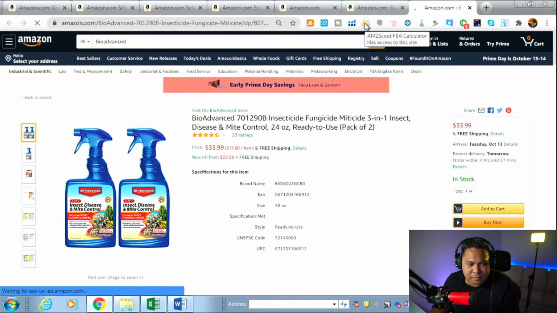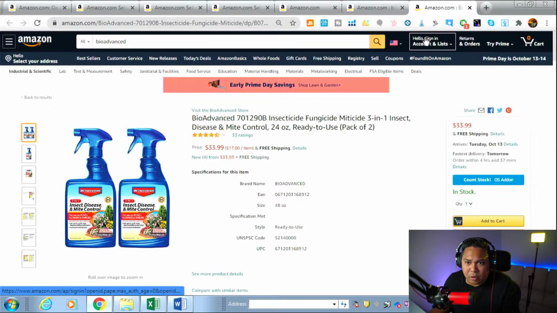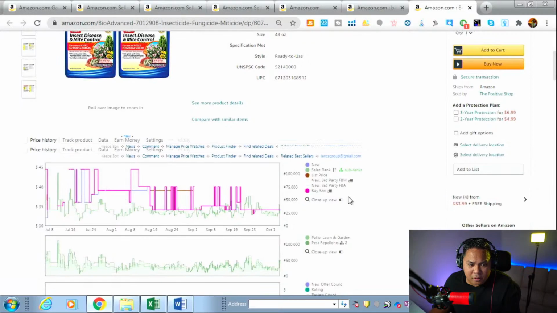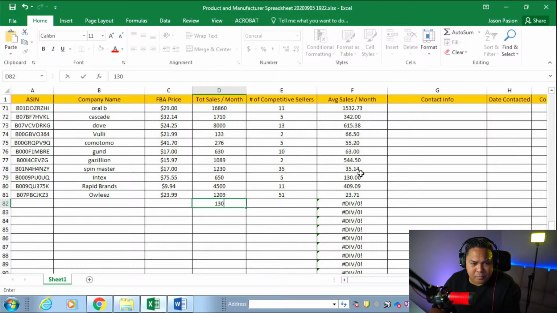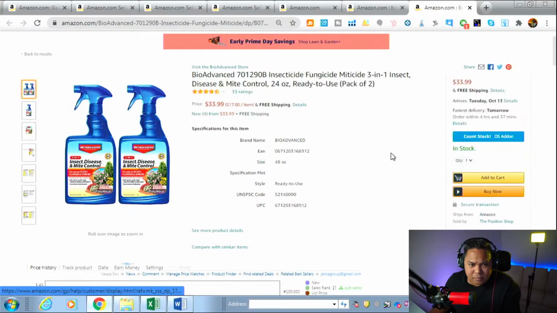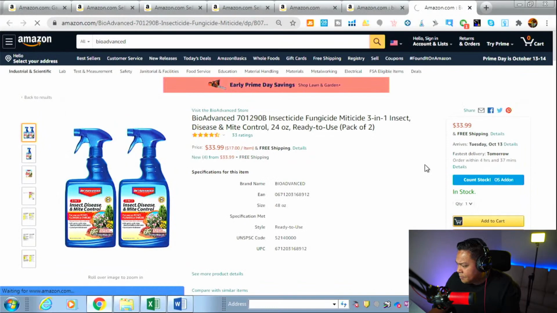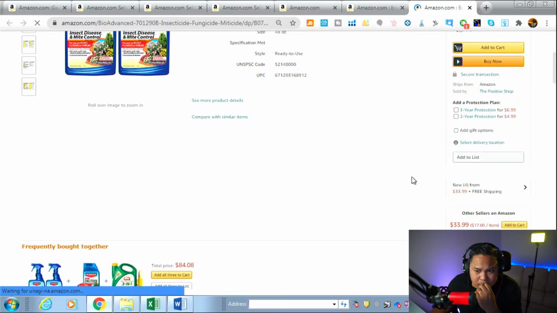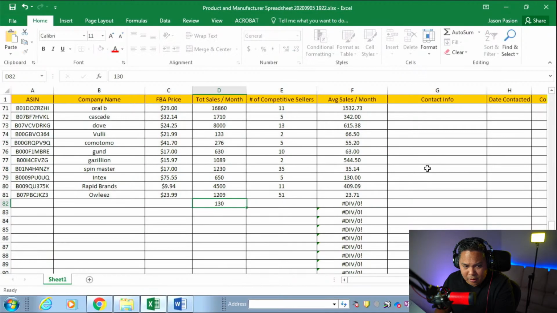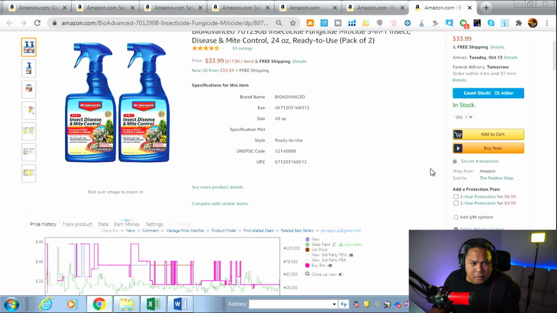Oops, wrong Chrome extension. Let's go to Jungle Scout. 130. Yeah, it's not enough. How many competitive sellers? Where's my Chrome extension here? Let's just say 4. Still not enough. 32 units. Okay, we're gonna skip this one.